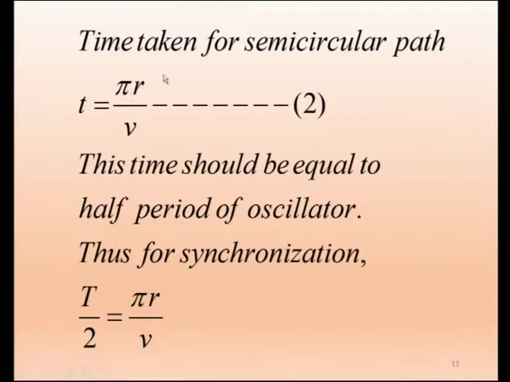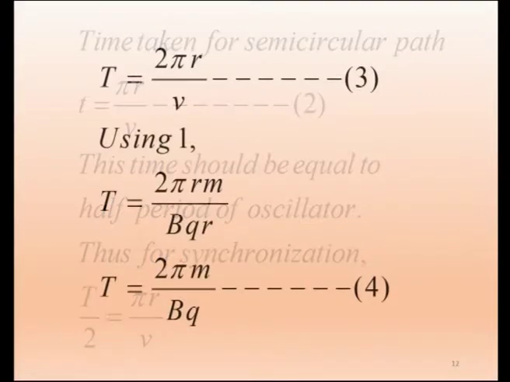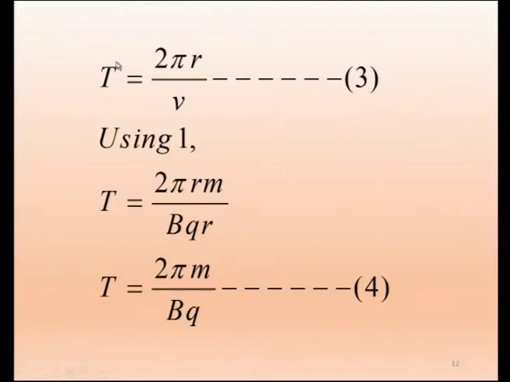See, this is the time taken for the particle to take the semicircular path, and that must be equal to T by 2, where T is the period of the oscillator. Just equated, what you get is, I am rewriting, T equal to 2 pi r by v. Already in equation 1 we had that expression for velocity. Just substitute here.